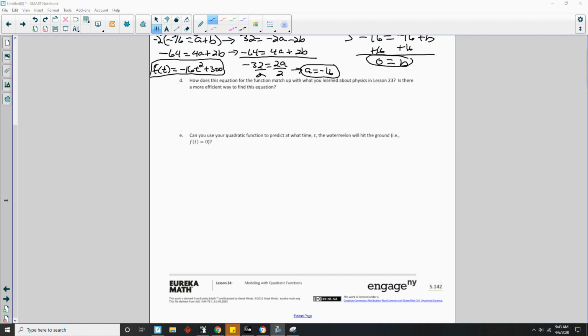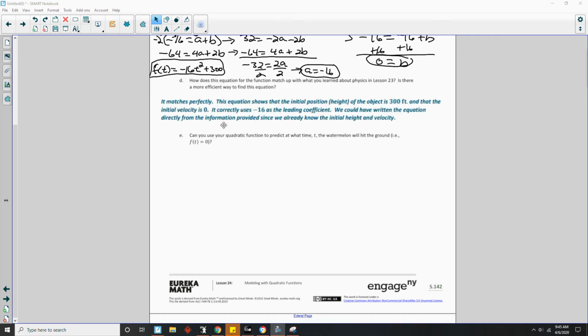Okay, part D says, how does this equation for the function match up with what you learned about physics in lesson 23? Is there a more efficient way to find the equation? Okay, well, if you look at this equation, negative 16t squared is our gravity pull of the Earth, plus 300 is our initial position, and holding a watermelon and not throwing it, the initial velocity is 0. So this is perfect. This is the equation.